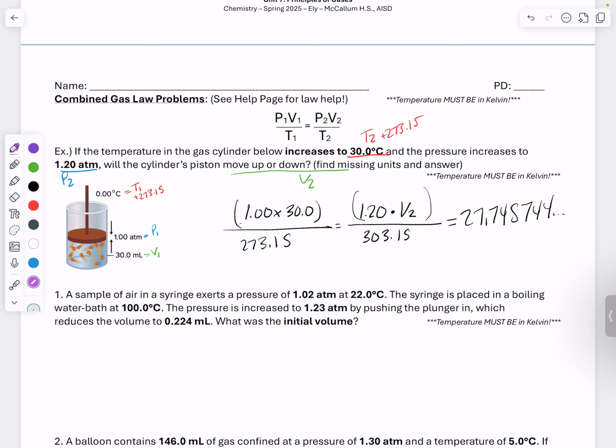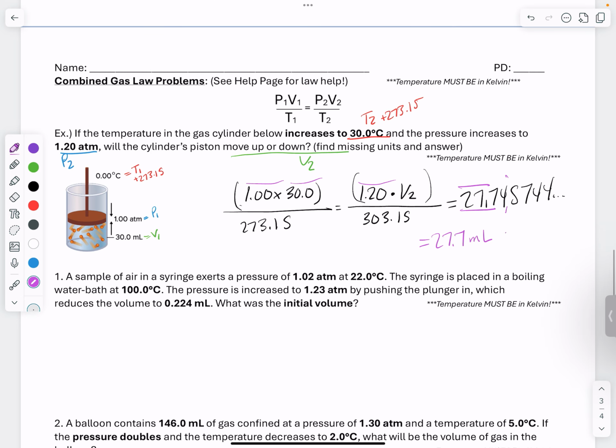Oh, we got 3, right? So first 3, 4 can't change to 7, so it becomes 27.7. It's volume. So that's going to be in milliliters. Now that's not our final answer. The question here, because this is V2, the question here is, does the piston go up and down? Well, if it originally was 30, now it's 27.7, it shrank. So my piston went down.